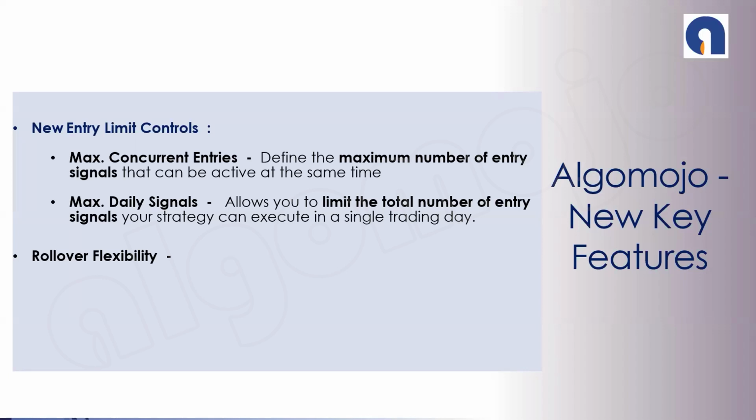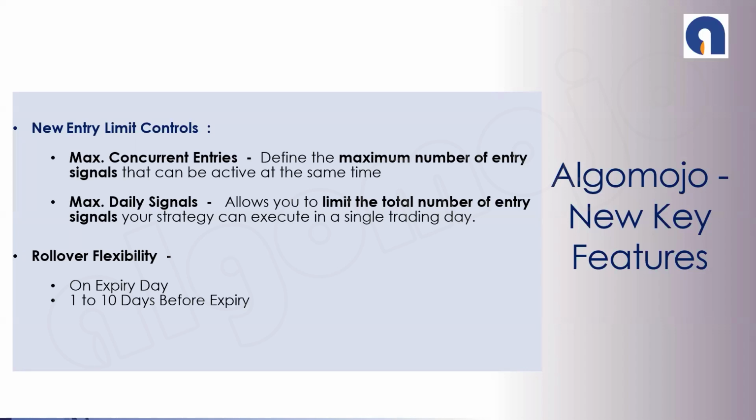Then, in terms of rollover flexibility, we've just launched this. The earlier facility was that you had to do a rollover on expiry day, and now you have the flexibility to set the rollover, say 10 days before the actual expiry. If you're doing a monthly contract, you can roll over anywhere up to 10 days before the expiry date. You can set the date and time, and on that particular date and time, if there's any open position, that will be closed and the next contract will be opened for you.